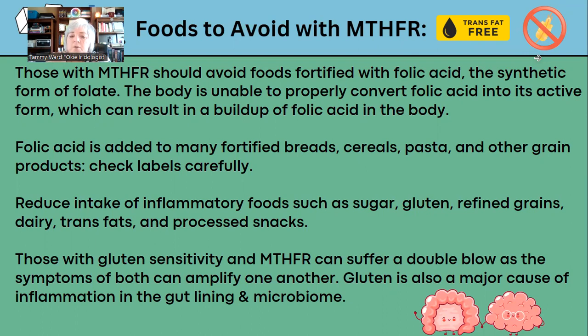Reduce intake of inflammatory foods such as sugar, gluten, refined grains, dairy, trans fats, and processed snacks, which hopefully most of us aren't even using, because that is part of the problem with the nutrition. Those with gluten sensitivity and MTHFR can suffer a double blow as the symptoms of both can amplify one another. Gluten is also a major cause of inflammation in the gut lining and the microbiome. And we know that the brain and the microbiome are both very connected and they work together. So removing these food items is going to be a huge help.